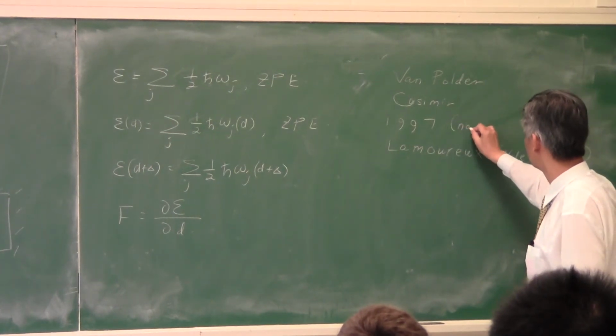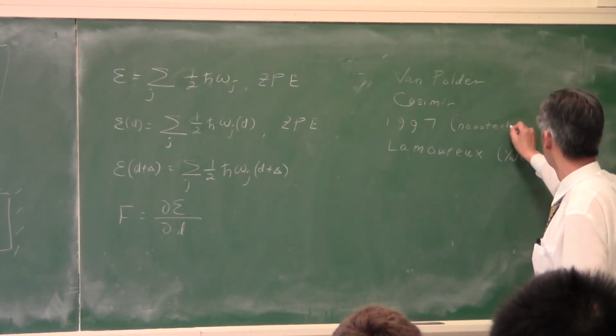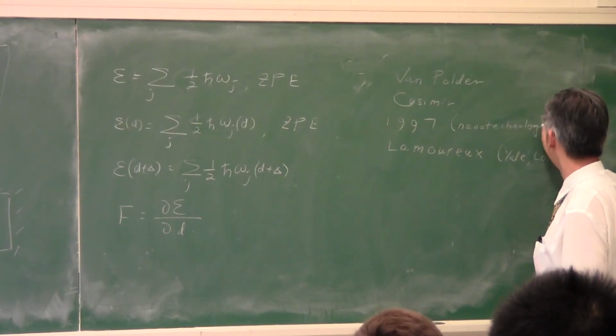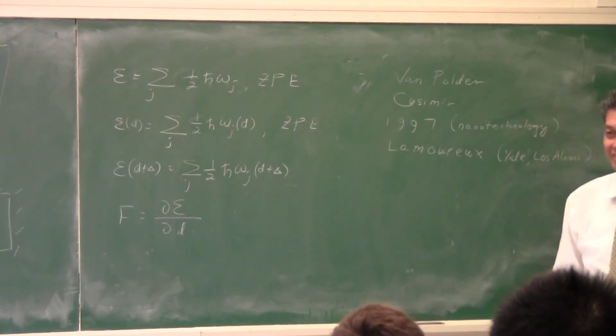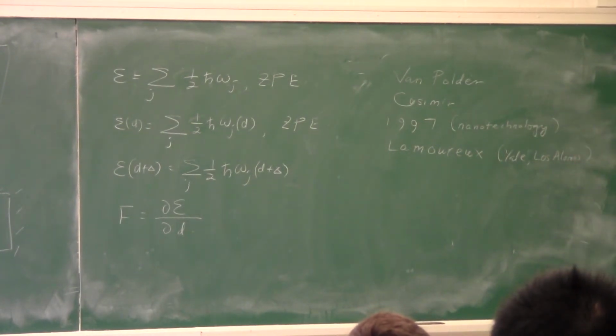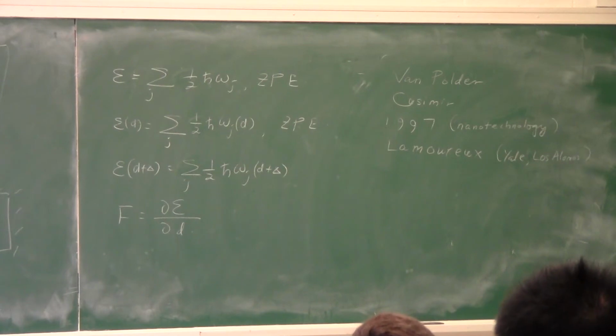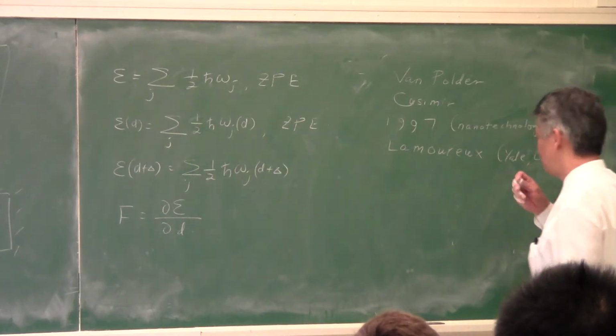And this is the age of nanotechnology. You probably recall that before 1997, there was no nanotechnology, very little nanotechnology. After 1997, a whole slew of experiments comes about because of the advent of nanotechnology. And Lamoureux was able to do some experiments to establish the existence of this force. So people became very interested. And why is this force important?